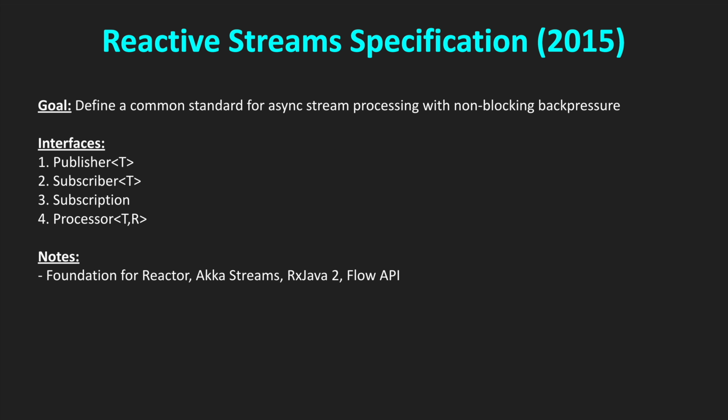So the next one is that around 2015, the way we create reactive stream APIs, frameworks, libraries, and so on was streamlined, and 4 interfaces as a part of the reactive stream specification were introduced: publisher, subscriber, subscription, and the processor that I've mentioned here. These 4 interfaces are the backbone. They are the main foundation for Reactor, for Akka Streams, for RxJava 2, and the Flow API that we are going to review a bit later.